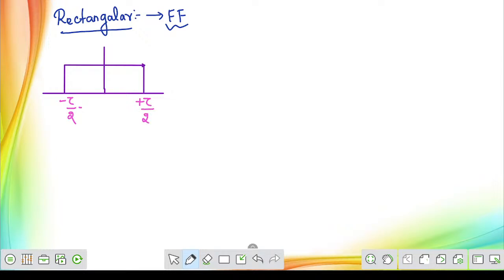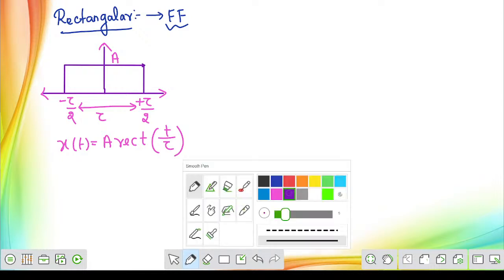So the width of the signal, the width of the rectangular function, will be tau, the general representation of a rectangular function, and its magnitude will be A, a general value. Sir, how can it be written in theory form? The above function can be written as magnitude A into rect of t by tau, where tau represents the width of the signal.